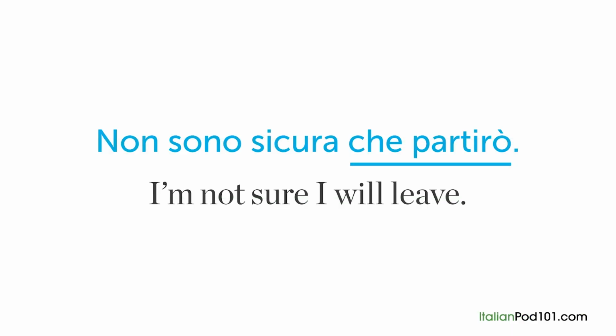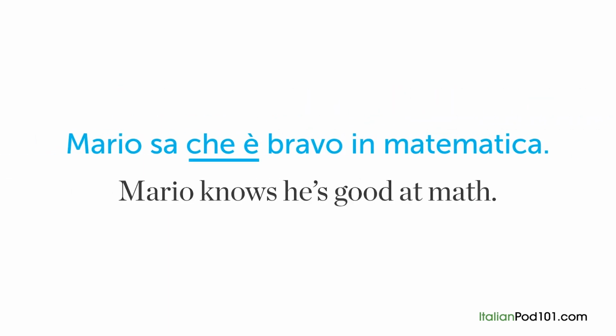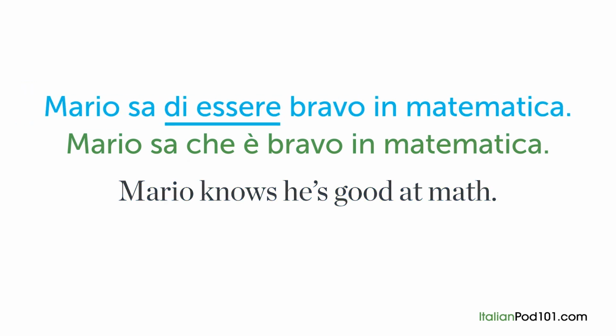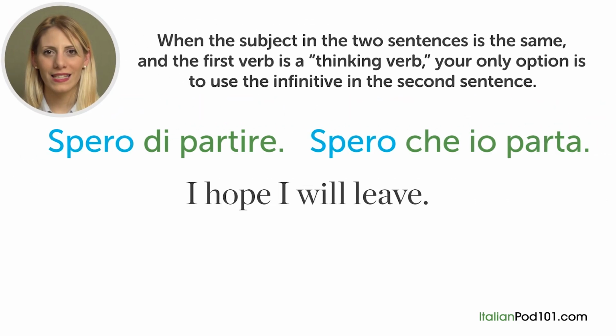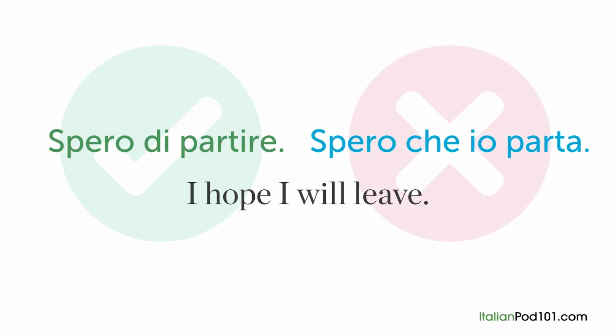Non sono sicura che partirò. I'm not sure I will leave. You can say, non sono sicura di partire. Mario sa che è bravo in matematica. Mario knows he's good at math. You can say, Mario sa di essere bravo in matematica. When the subject in the two sentences is the same, and the first verb is a thinking verb, your only option is to use the infinitive in the second sentence. So if you want to say, I hope I will leave, you have to say, spero di partire, not spero che io parta. The second one is too wordy and sounds unnatural.